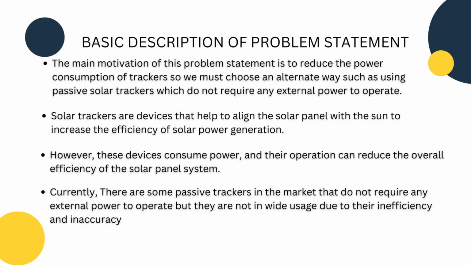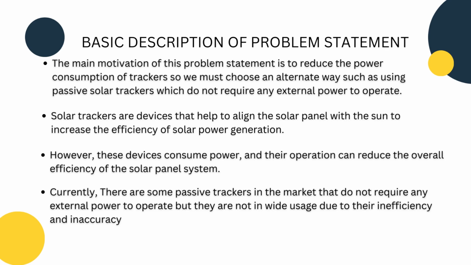So the main description of the problem statement is to reduce the power consumption of the trackers, so we can choose an alternative way such as passive trackers. Now in solar panels we are using active trackers. These active trackers use machines like motors or gears, which consume power and generate power. Nowadays, as the number of solar panels in use grows, every megawatt is important for the upcoming future. So the main motto is to reduce their power consumption.